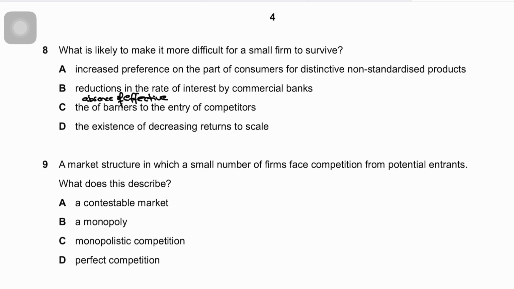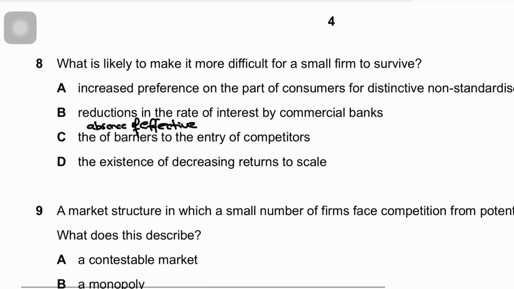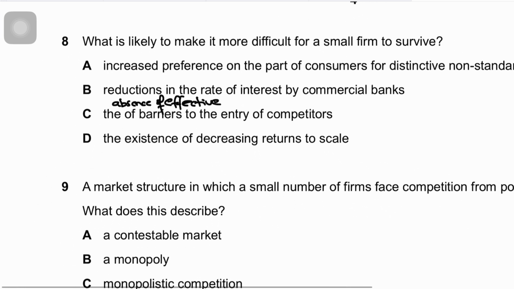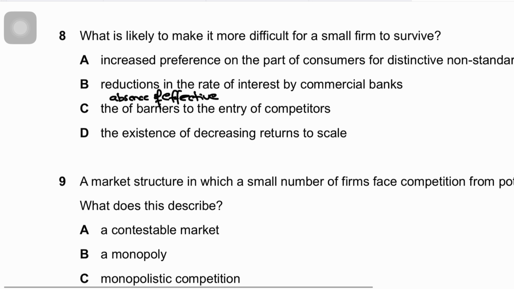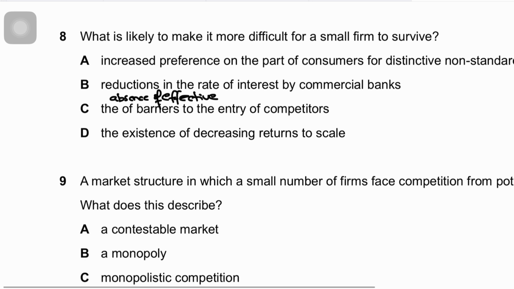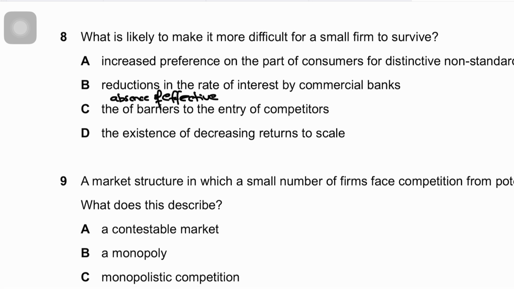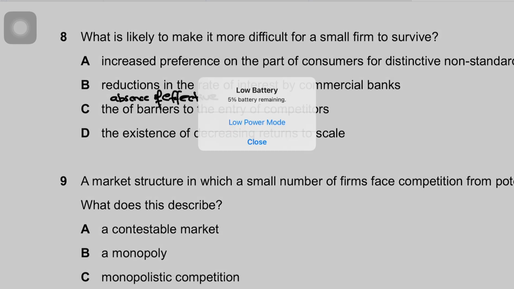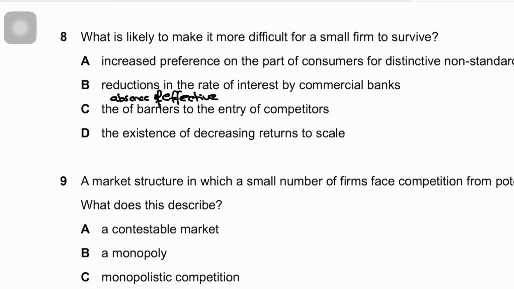And so option C says the absence of effective barriers to entry of competitors. And so if there are no effective barriers to entry, it means that new competitors could easily enter the market. And this would basically increase competition, which can make it more difficult for existing small firms to survive because they would have to continuously compete with new entrants, which could potentially drive down prices and reduce their own market share. So 8C is the correct answer.